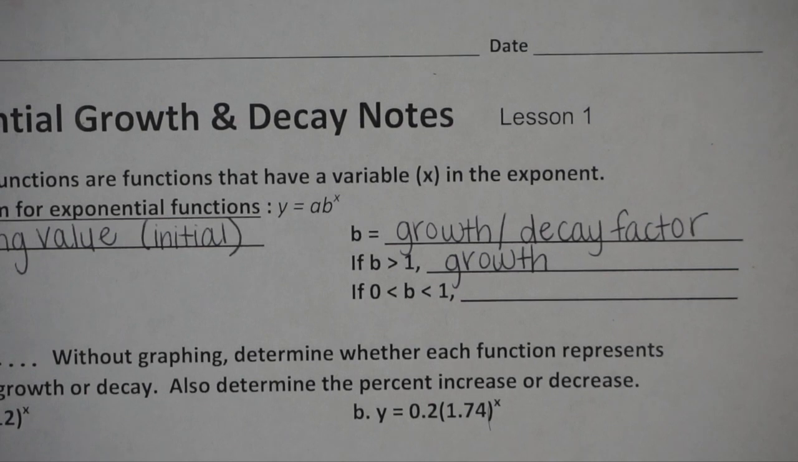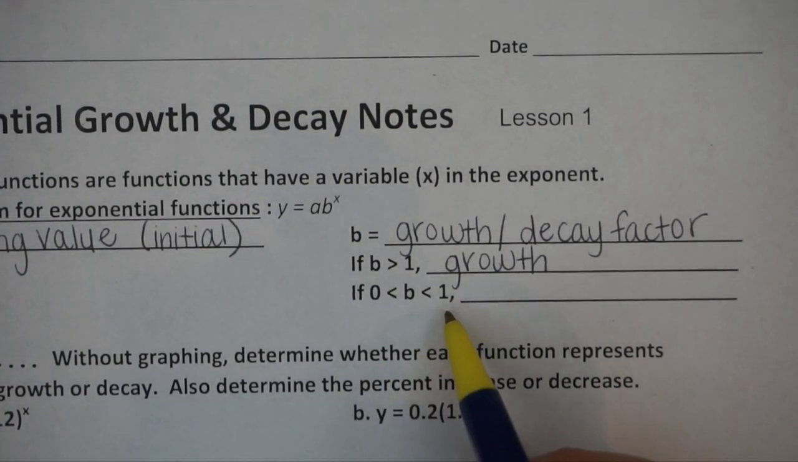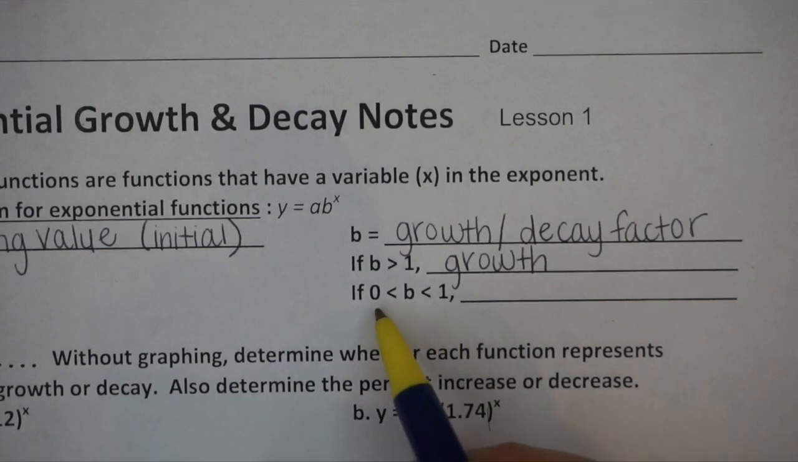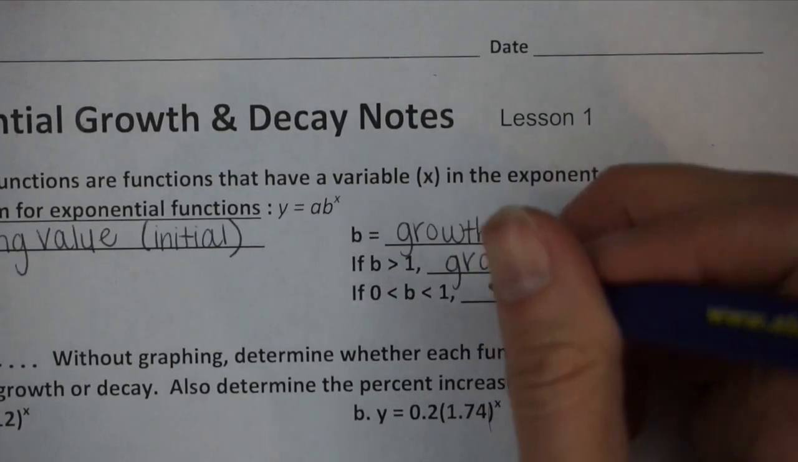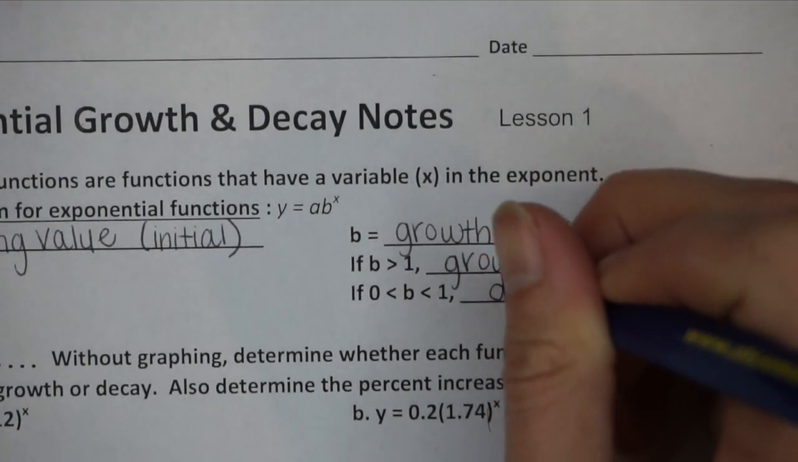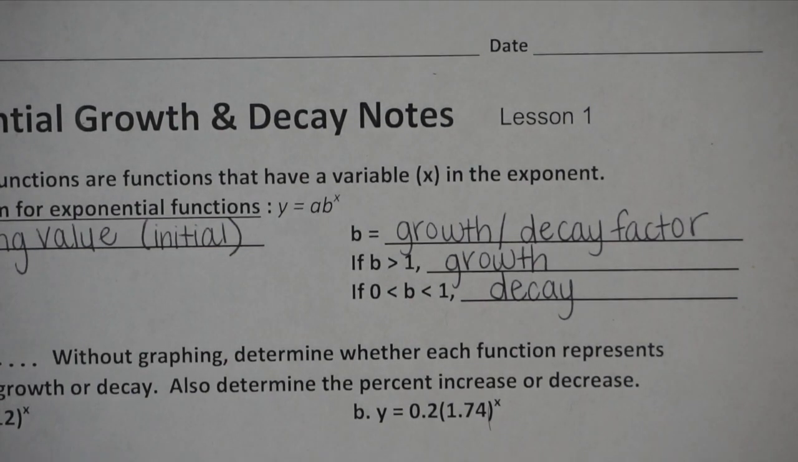Anything where the b value is greater than 0 but less than 1, then we're going to have decay. Decimals fall into that category, like 0.8 or 0.23. Those would be examples of decay factors.